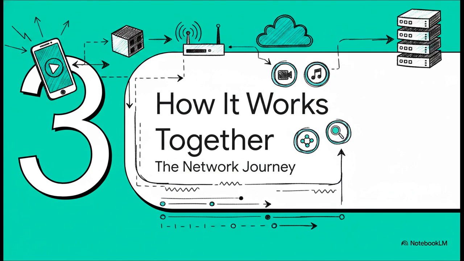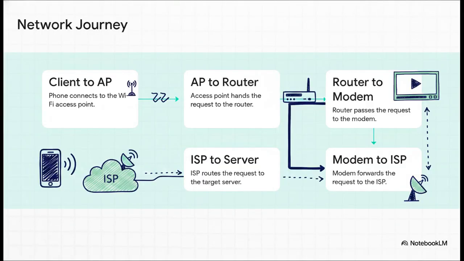Let's pull this all into Section 3, how it all works together, the network journey. So let's map out this lightning-fast journey from start to finish. Your phone, acting as the client, connects via Wi-Fi to the access point. That access point instantly hands the request over to the router, which figures out where it needs to go, safely passing it out through the modem to your ISP. Your ISP then routes that request across the global internet until it finally hits YouTube's server. And then? The server responds, and the video data races back to you along that exact same path. From the server to the ISP, to the modem, through the router, out the access point, and right onto your screen. It's honestly mind-blowing that this all happens in the literal blink of an eye.